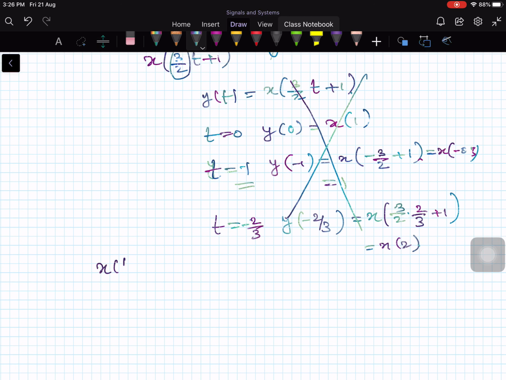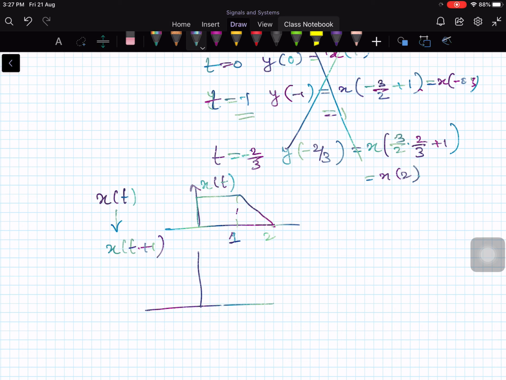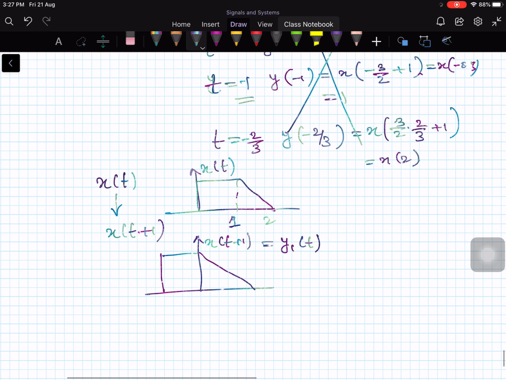From x of t you find out x of t plus 1. What is x of t? x of t is like this. Let's say this is 1 and this is 2. This is x of t. Then x of t plus 1 will be like this. Let me call this y1 of t. So this is my y1 of t.